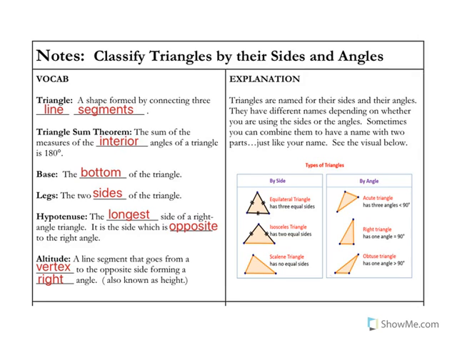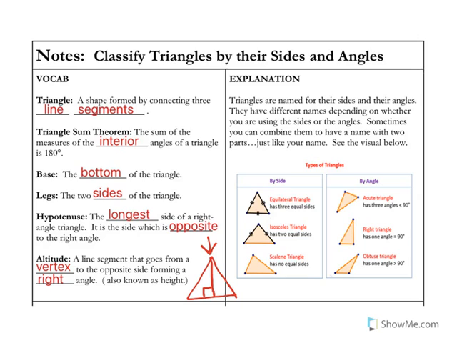Altitude is a vocabulary word that means a line segment that goes from the vertex to an opposite side forming a right angle. Now, I want to show you what that looks like in a quick diagram. If you have a triangle here, here is a vertex, so we're going to take it from the vertex to the opposite side, and it's going to form a right angle. We also call this the height of a triangle, but altitude is a vocabulary word you should know.